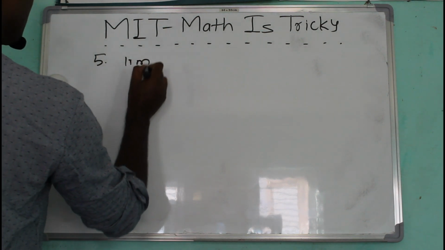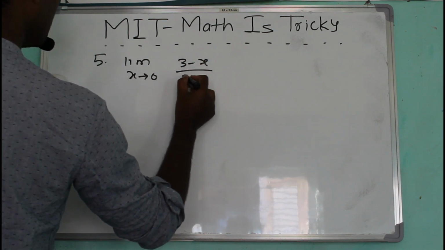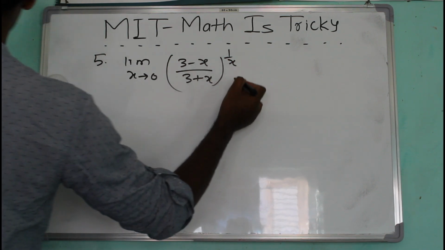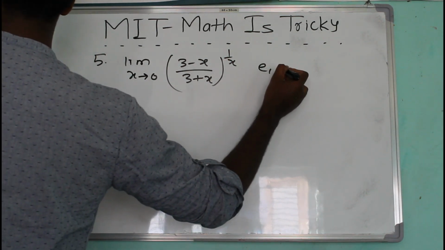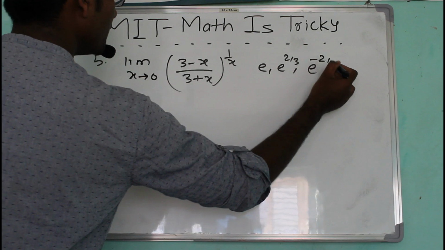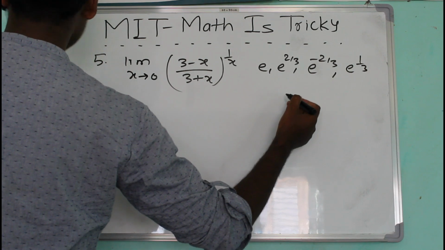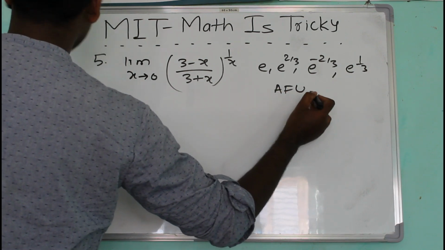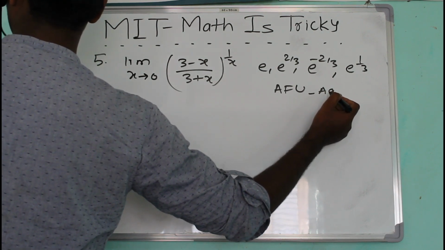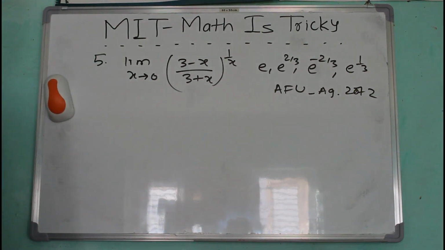The question is limit x tends to 0 of 3 minus x over 3 plus x, and the whole power is 1 by x. The options are e power 2 by 3, e power minus 2 by 3, and the last one is e power 1 by 3. This question was asked in AFU AG 2070. Now let's see the solution.